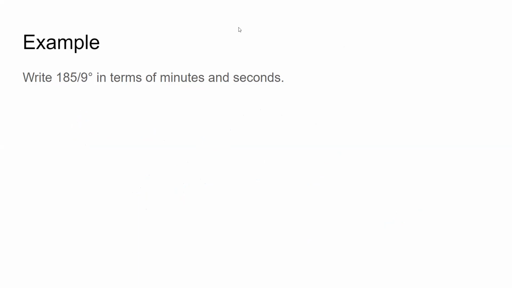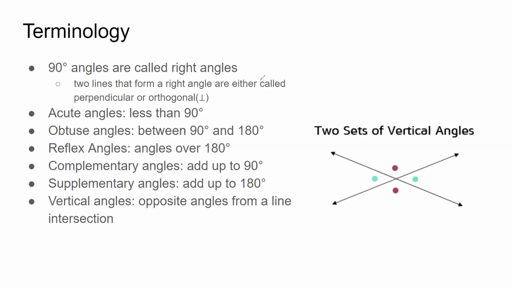Let's go over some terminology with angles. As you guys should know, 90 degree angles are called right angles. And when you have two lines that form a right angle, most commonly they're called perpendicular lines. But another term used is orthogonal. So just good to know.